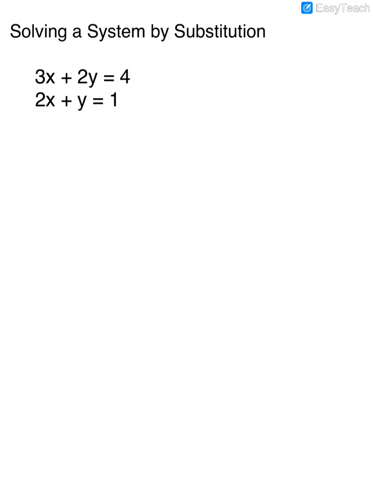So if I look at these two equations, the easiest variable to isolate would be this y in the second equation. That would be the easiest thing to get by itself. So that's what I'm going to do. In the second equation, I'm going to get y by itself by subtracting 2x from both sides. So that gives me y equals 1 minus 2x.